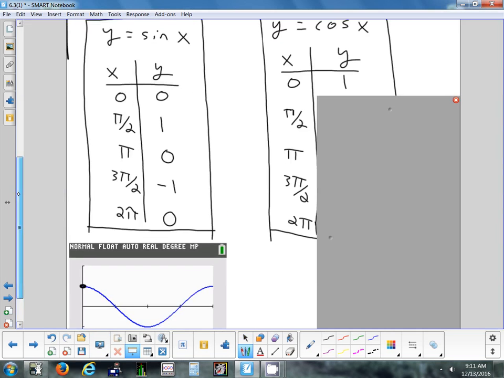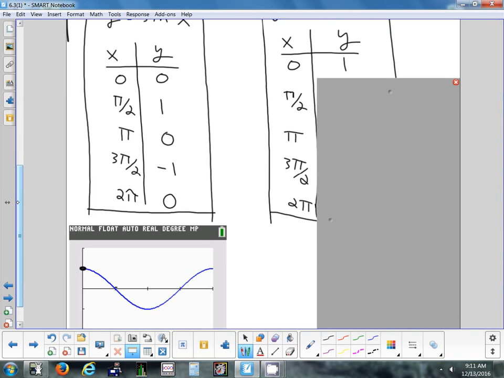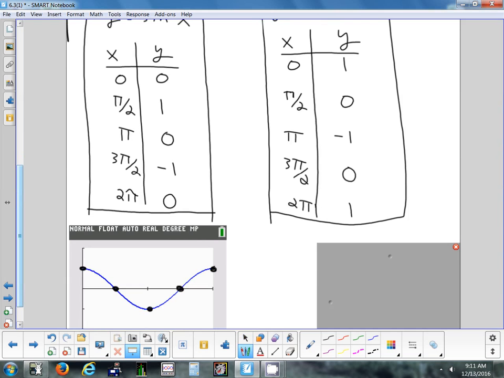Okay, how about this point? That's at pi over 2. My y value is 0. How about pi? Yeah, right, negative 1. 3 pi over 2? 0. And 2 pi? We're back where we started for y values at 1.